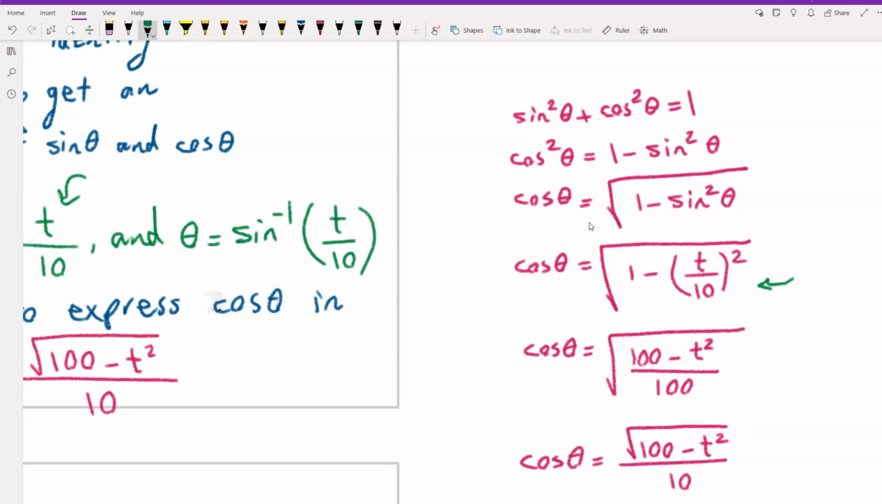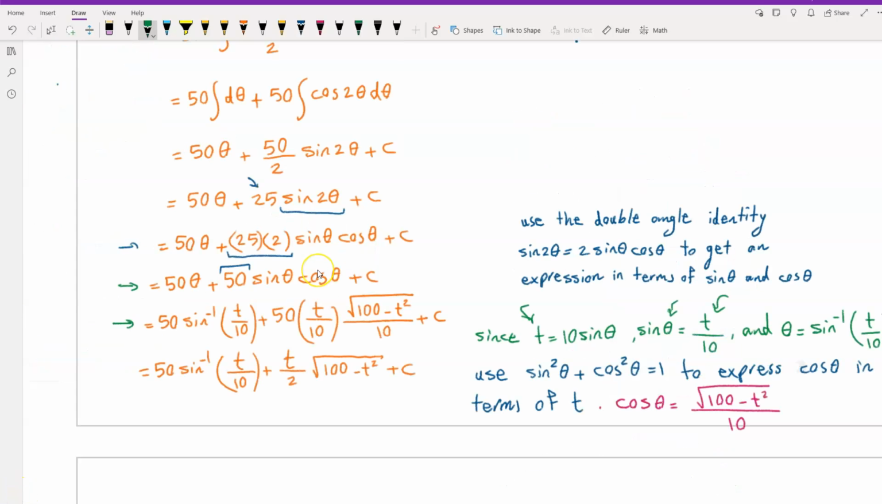Simplify that part. So we have 100 minus t squared divided by 100 inside the square root. Then cosine is equal to the square root of 100 minus t squared divided by, in the denominator, the square root of 100, which is 10. So I use 10 in the denominator. I will use this cosine here on this part. So instead of cosine, we have the square root of 100 minus t squared divided by 10.